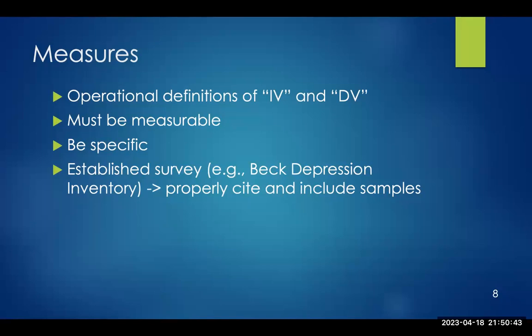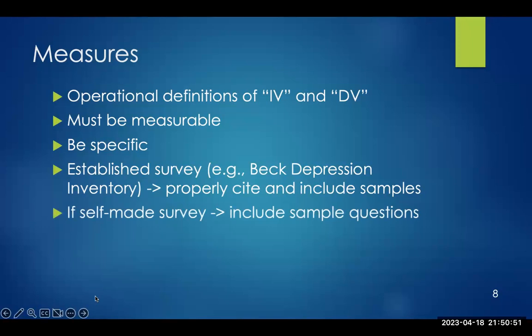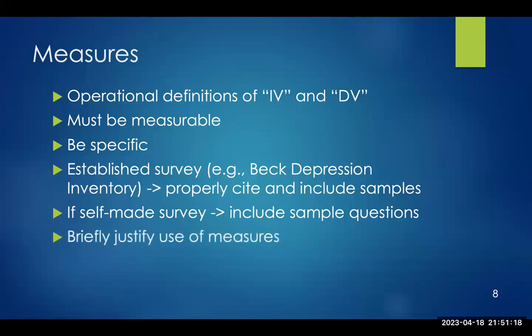So if you are using an established survey, you want to make sure that you are properly citing your source. Also in your proposal, you're going to include some sample questions. If you are having a self-made survey, as I mentioned before, you include sample questions. And if you're using the established survey as well, guess what? You could be establishing concurrent validity or convergent validity. There are different types of validity that you would be able to establish if you have your self-made survey and an existing established survey as well.